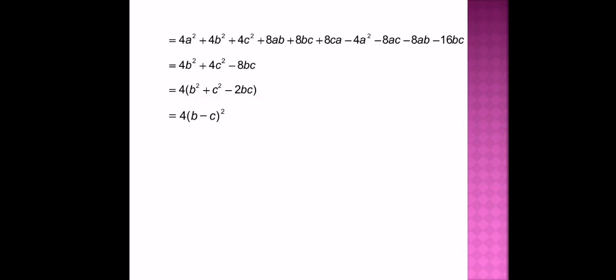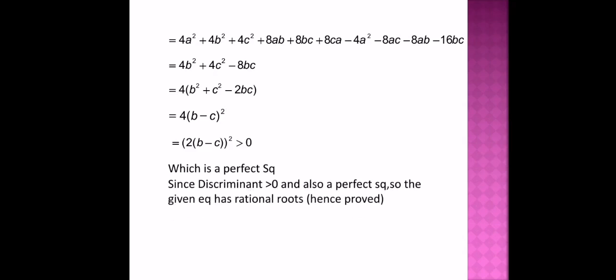Since 4 is also a perfect square, so combinedly it can be written as 2 into b minus c whole square. Since we know that square of a number can never be negative, so it would be positive, which is greater than 0 and also a perfect square. So it satisfies the condition number 1 for the nature of roots of the quadratic equation determined by the discriminant, that is, if b square minus 4ac is greater than 0 and also a perfect square, then the roots are rational. So we have proved that the roots are rational.